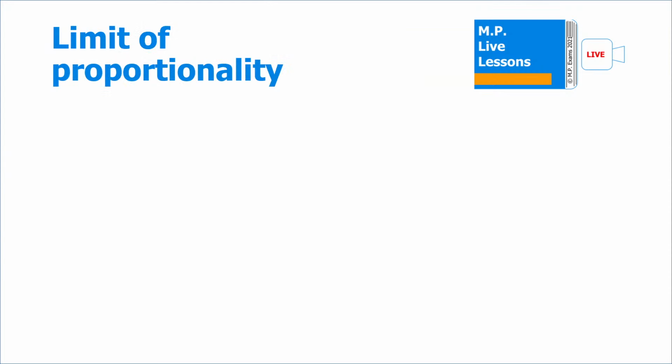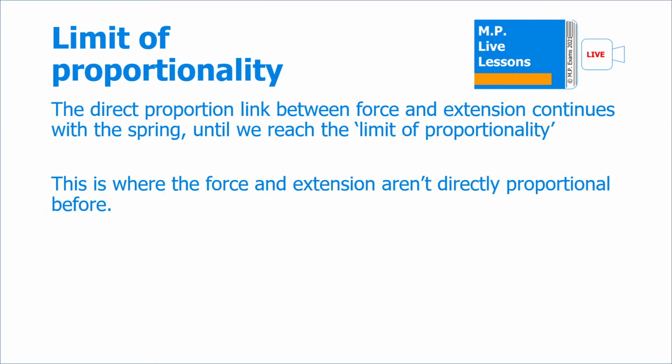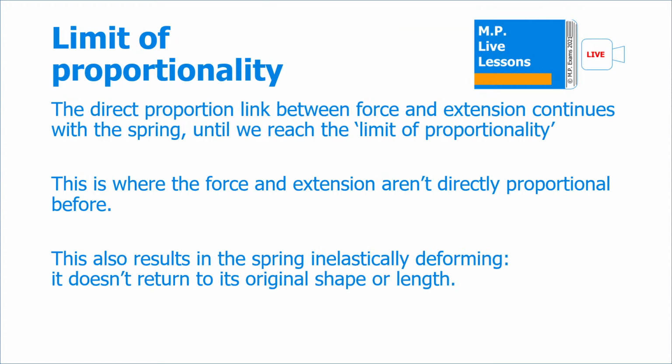Another part of springs we need to know about is the limit of proportionality. Now, this direct proportional link between force and extension continues with a spring until they reach the limit of proportionality. That's when, if we extend the spring beyond this point, force and extension aren't directly proportional anymore. This also results in the spring inelastically deforming, so it doesn't return to its original shape or length.